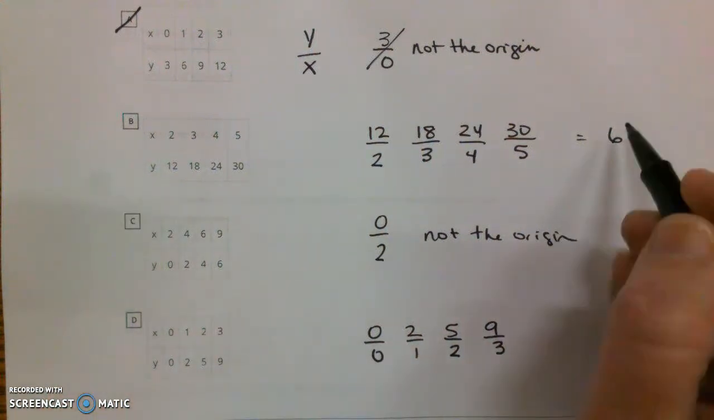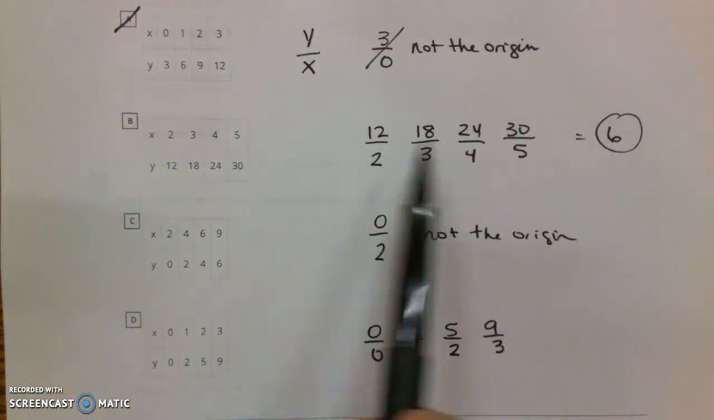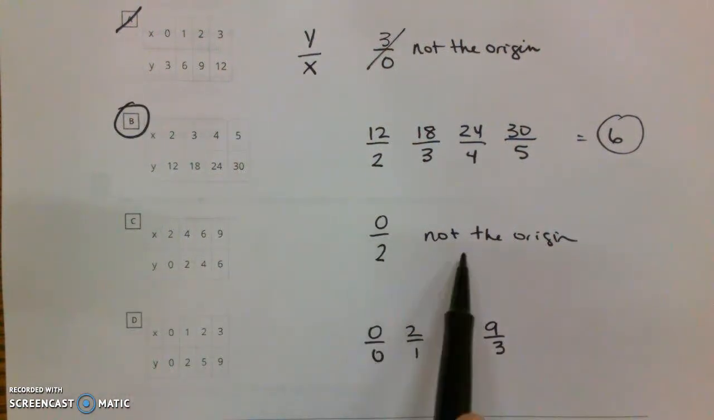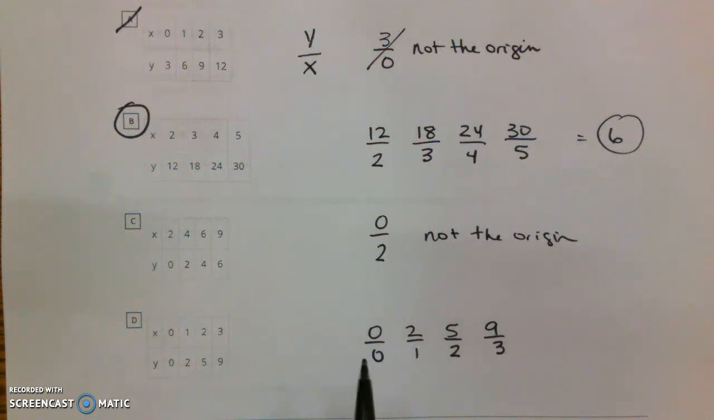Choice B is proportional because all ratios are equivalent to 6. C, we see the first point is 0 over 2. Again, that is not the origin. We would need the point 0, 0. And then in choice D, while we have the origin, looking at all other ratios, they are not equivalent. So our choice would be B.